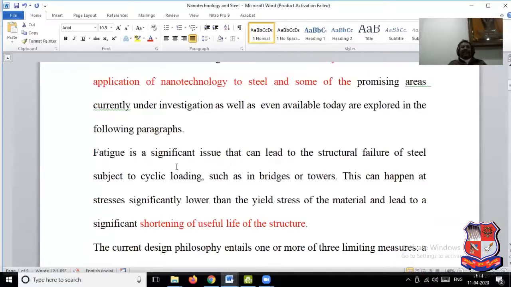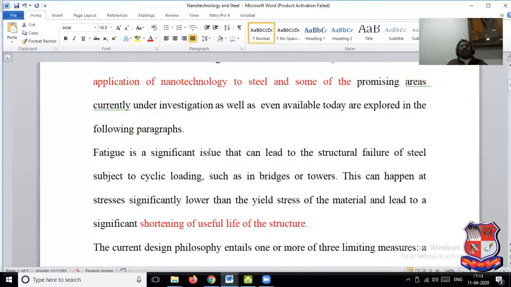And this can happen at stress significantly lower than the yield stress. Already in 4th and 5th semester I have mentioned, and it is a part of our syllabus, what true strain, true stress and yielding are. If you don't have a proper understanding or don't remember, you can just send me a message. We will once again discuss such aspects. Fatigue can happen at stresses significantly lower than the yield stress of the material, and lead to a significant shortening of the service life of a structure.